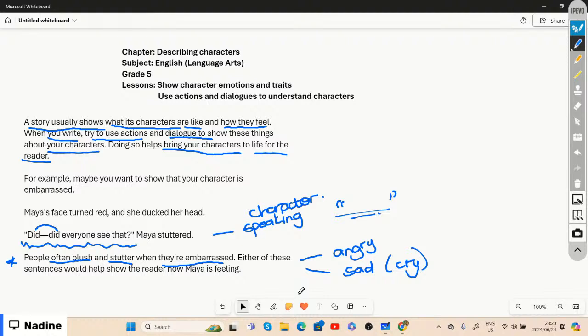So basically, when it comes to stories, then it usually shows what its characters are like and how they feel. And when you write, then you need to try and use the actions to show what the characters are doing. And you need to show dialogue, right? Which is the conversation, to show things about your character. And by doing so, showing action and dialogue, this will bring your character to life for the reader.